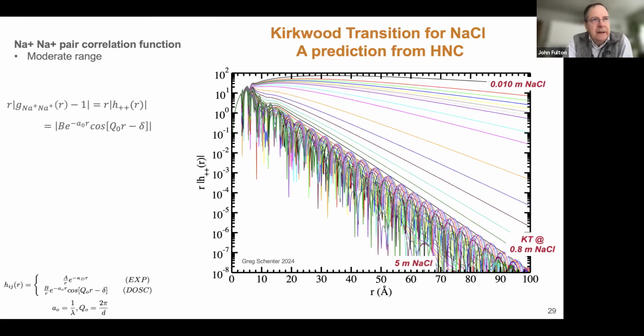Sometimes you have scientific data that rises to the level of a piece of art. And this is a prediction from, you can see, signed by the artist here, Greg Schenter.